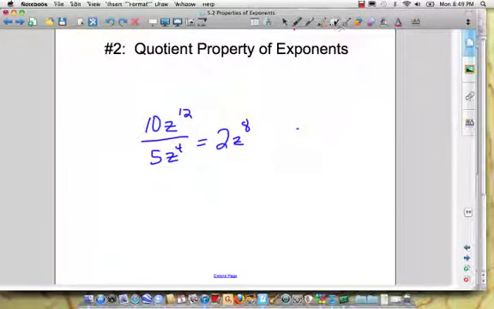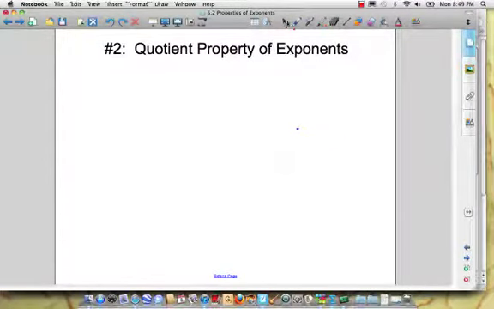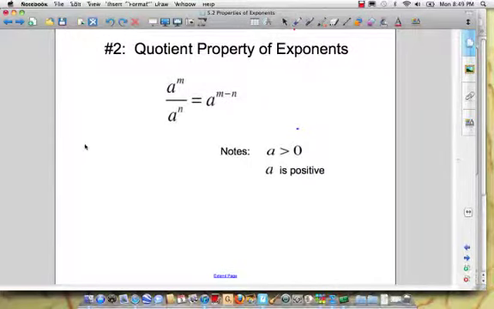Okay, again, hopefully that's a review. You've seen that before. So let's clean that up. And then here it is for you in symbols, the quotient property of exponents. Again, this rule is meant to be used when the base a is positive.